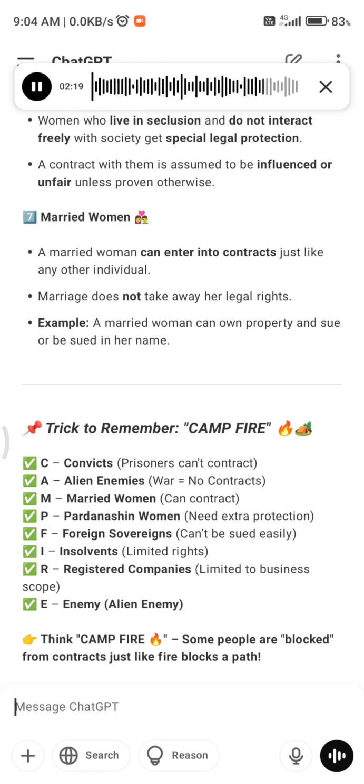Trick to remember: CAMPFIRE. C: Convicts, prisoners can't contract. A: Alien enemies, war equals no contracts. M: Married women can contract. P: Pardanashin women need extra protection. F: Foreign sovereigns can't be sued easily. I: Insolvents, limited rights. R: Registered companies, limited to business scope. E: Think campfire. Some people are blocked from contracts just like fire blocks a path.